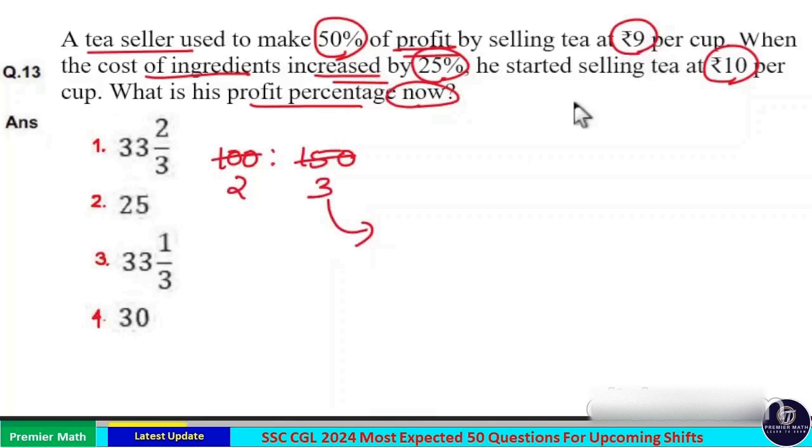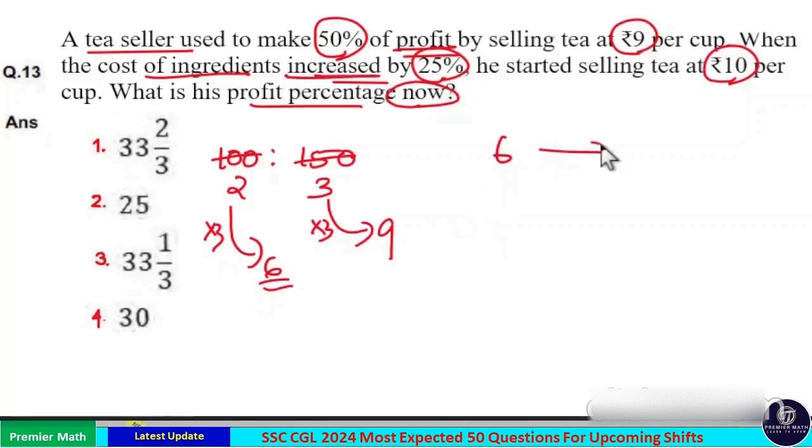But here the selling price is given as 9 per cup. So selling price is 9 means 3 into 3 is 9. So the cost price is equal to 2 into 3, 6 rupees. If the cost price is 6 rupees, now the cost price increased by 25%.